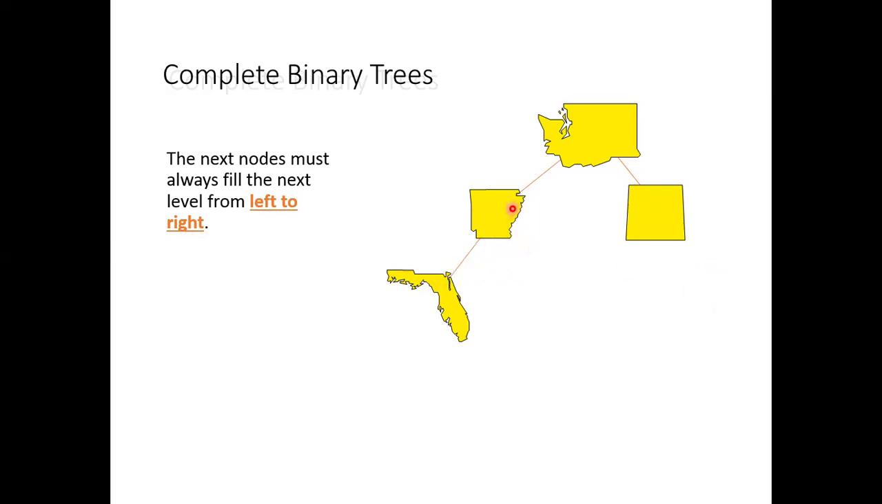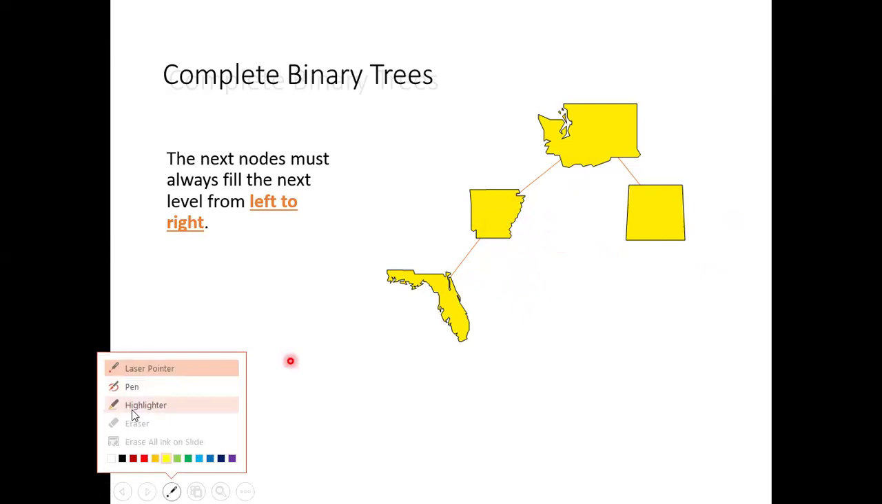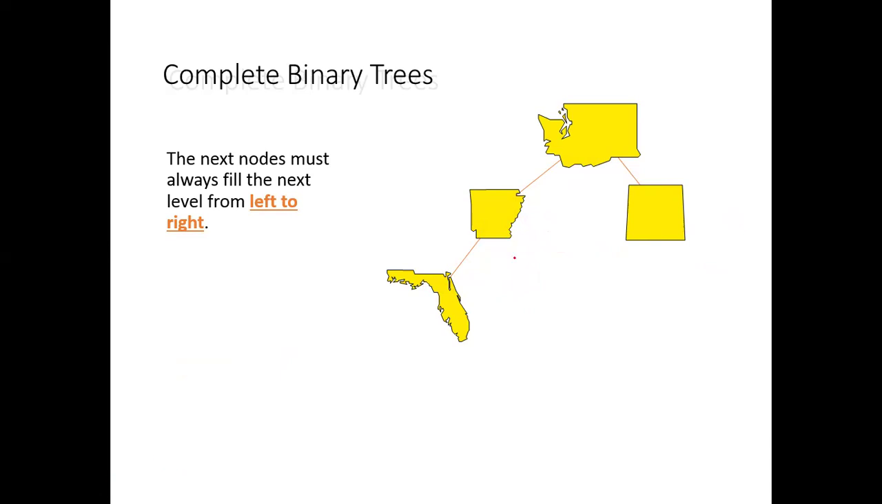For example, consider this: the root node will be node 1, and this is node 2, node 3. If I'm going to add node 4, it will be added at the left side. If I'm going to add node 5, then it will be added here only. And then node 6 will be here, and then node 7. If I'm going to add node 8, it should be added here, and then node 9. So this is called a complete binary tree.